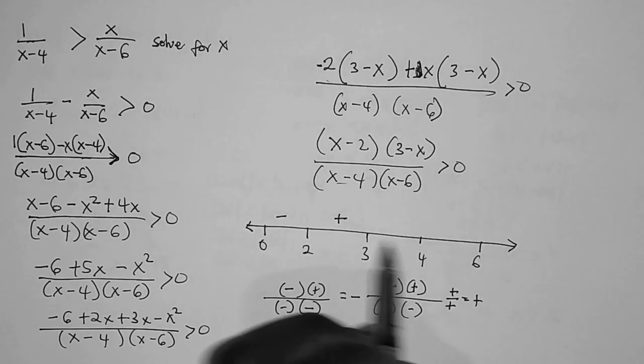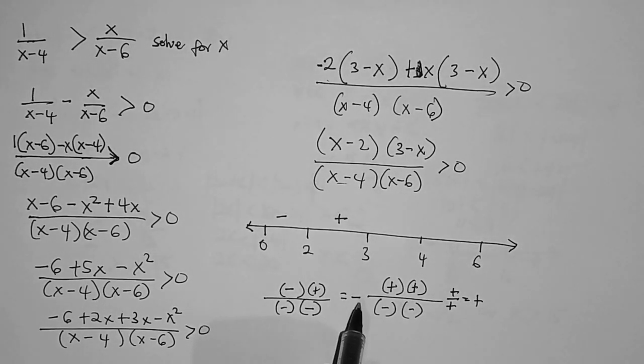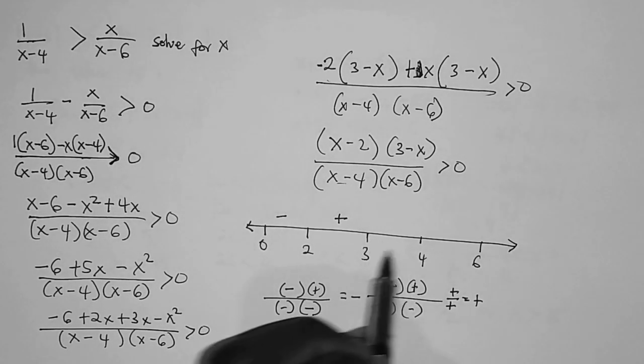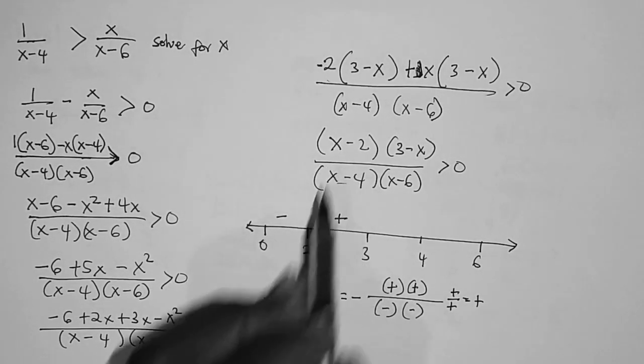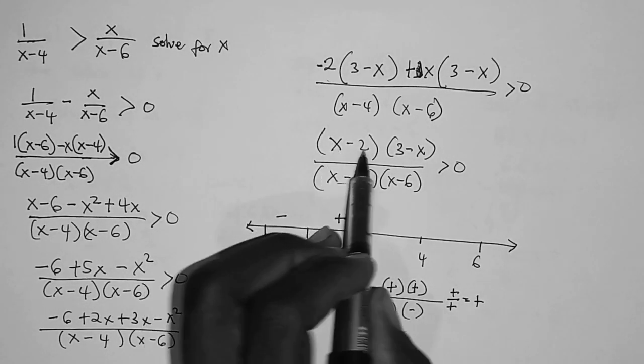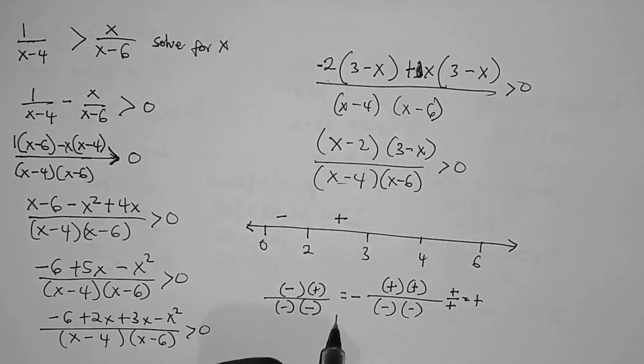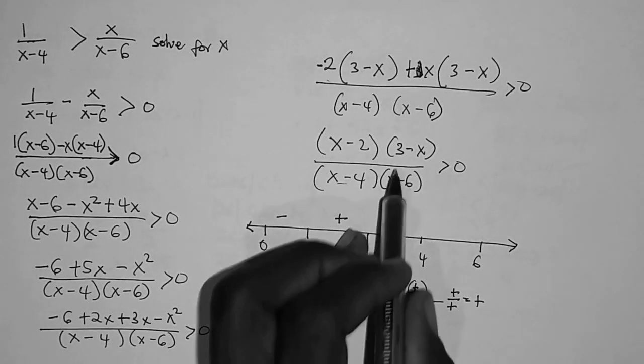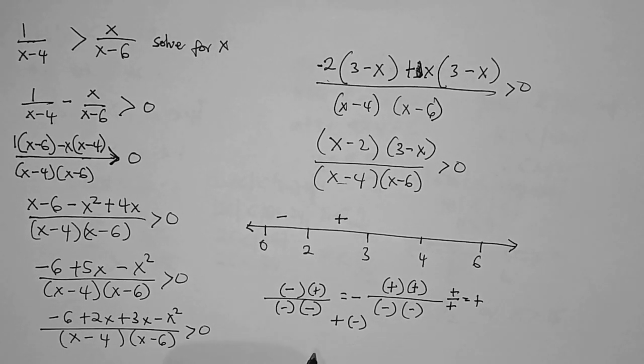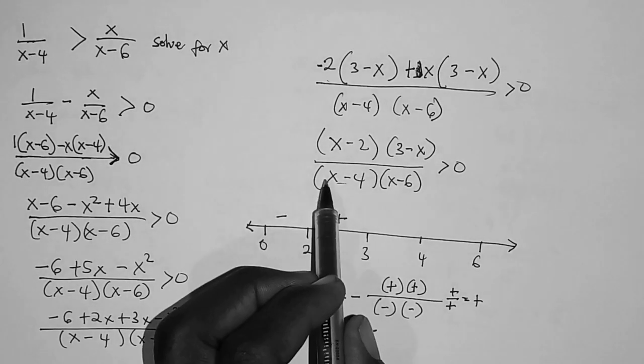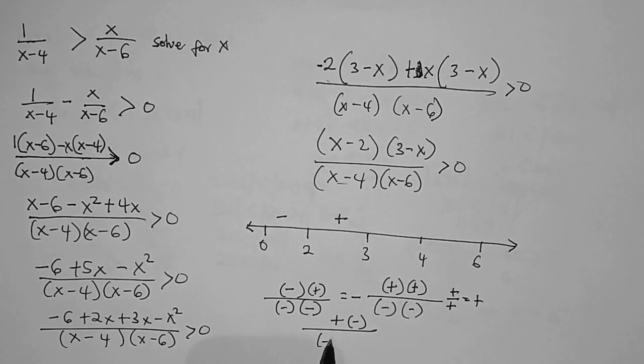Let's take values between 3 and 4. For example, 3.5. 3.5 is between 3 and 4. Let's insert 3.5 here. 3.5 minus 2 is a positive number. 3 minus 3.5 is a negative number, divided by 3.5 minus 4 which is a negative number, and 3.5 minus 6 is also a negative number. So at the end of the day, we are going to get a negative number, and therefore this is not a required region.